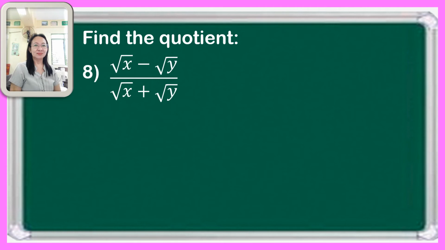So, multiplying this by the square root of x minus the square root of y over the square root of x minus the square root of y. Now, looking at the numerators, we are multiplying the square root of x minus the square root of y times the square root of x minus the square root of y. It is the same as the square of a binomial.